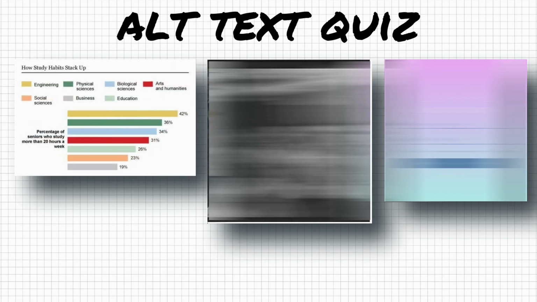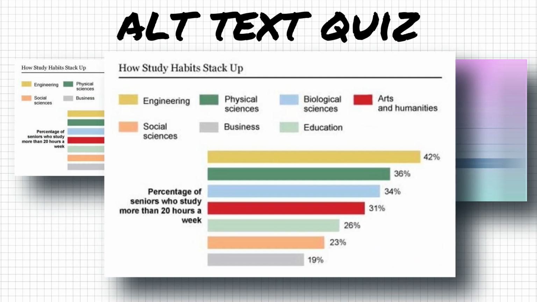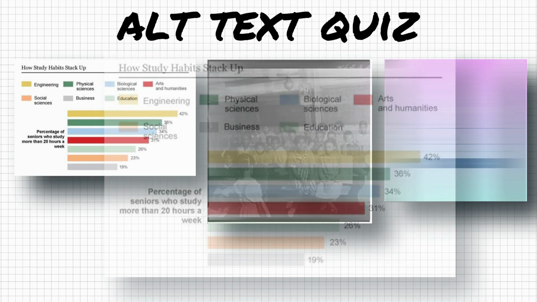Could you learn anything from that? Could you answer questions about those images? Probably not, and that's a problem. Let's take a look at what those images actually are. The first image is a bar chart comparing hours of study per week by major. The point is to show which majors study more, but "bar chart" doesn't tell you any of that.